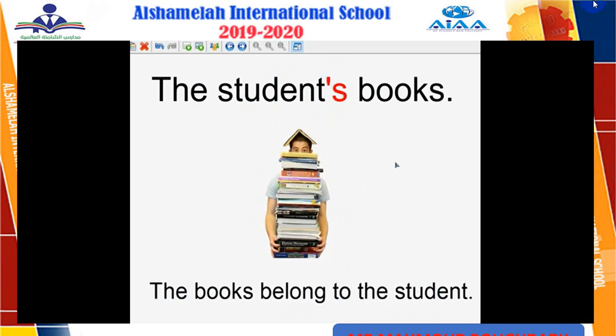And we said that possessive means that someone possesses something. They have or they own something. So the books are possessed by the student. The books belong to the student.